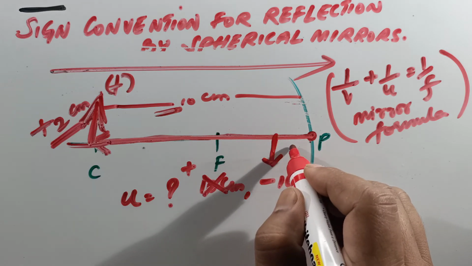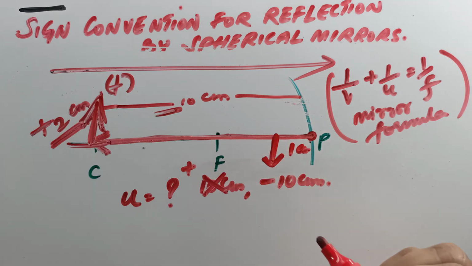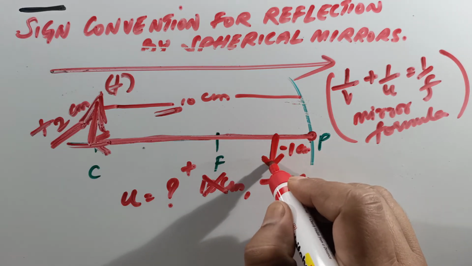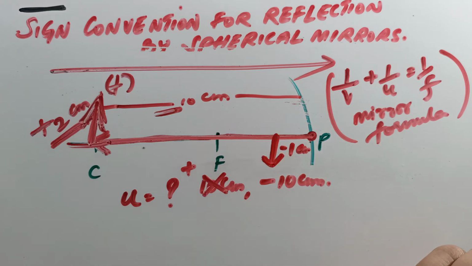Let's say the image is formed here, and the height of the image is 1 centimeter. So whether it will be +1 or -1, the answer should be what? The answer should be -1. Why? Because all distances measured below the principal axis is negative, right?